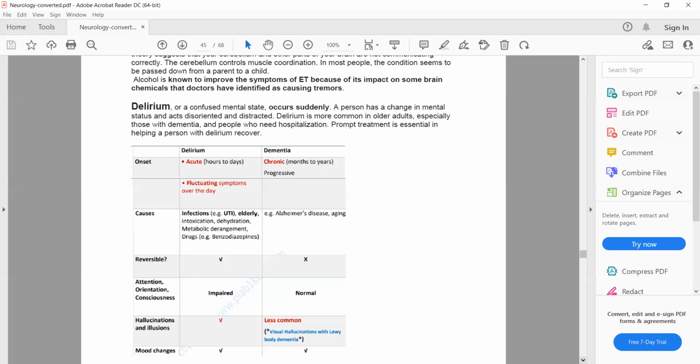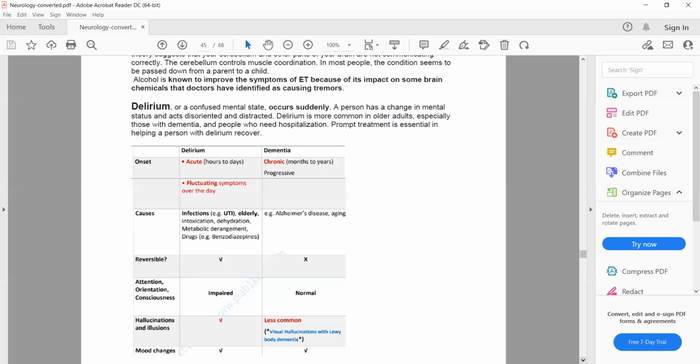The most important cause of delirium in old age patients is infections. UTI is the most common infection that can cause delirium in older adults. Also, upper respiratory tract infections such as pneumonia can also cause delirium. Intoxication, dehydration, metabolic derangements such as hyponatremia, hypokalemia can also cause delirium in older adults, and drugs as well, such as benzodiazepines, can result in delirium.